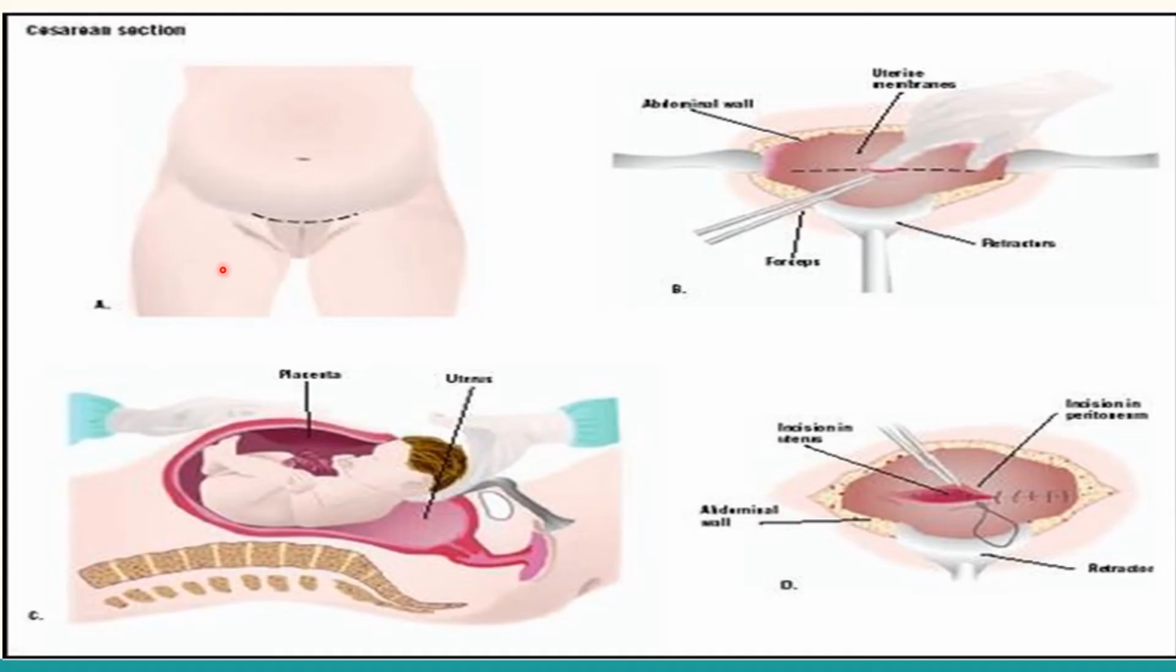So this is again showing the Pfannenstiel incision and then opening of all the layers of the abdomen here. And here you can see the incision being given on the lower segment of the uterus, and the Doyen's retractor is introduced here, followed by delivery of the baby after opening the uterus, and then closure of the uterine incision here.